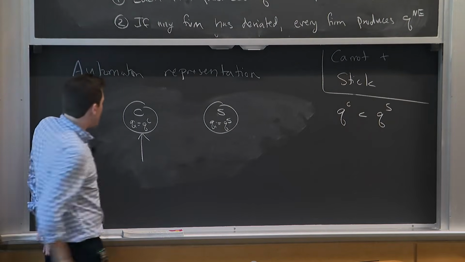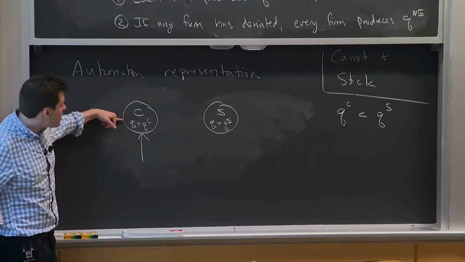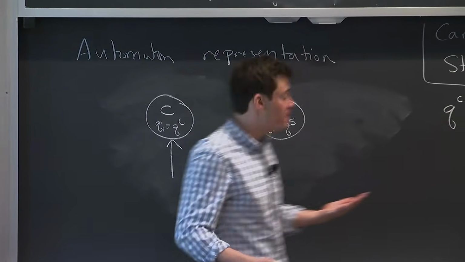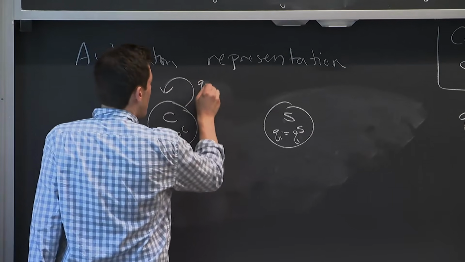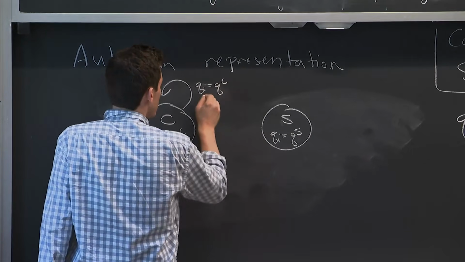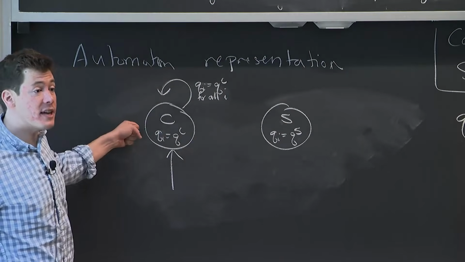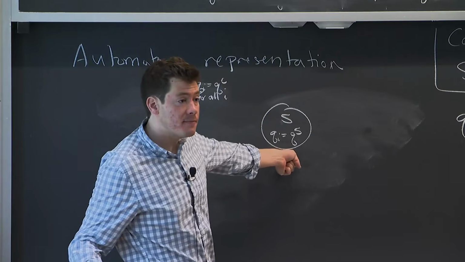And now we have to say what happens. I think in this case, the transitions are a little more complicated. So in the carrot state, we're going to stay in the carrot state if everyone produces the carrot level. So we have an arrow here if what? If Qi equals QC for all i. If everyone does what they're supposed to, we stay here. Otherwise, we go to the stick state.